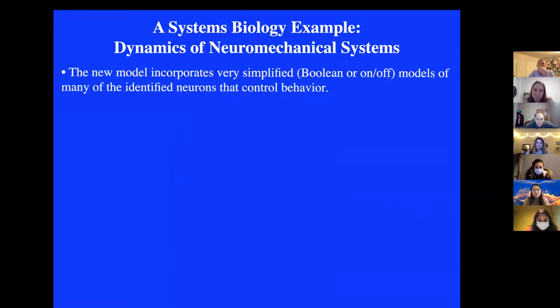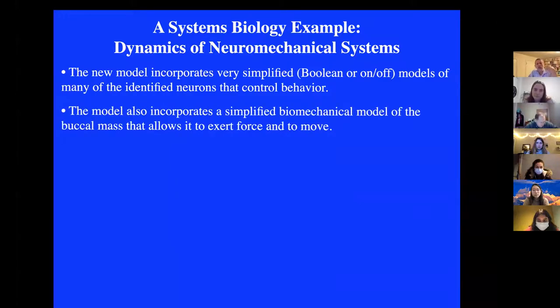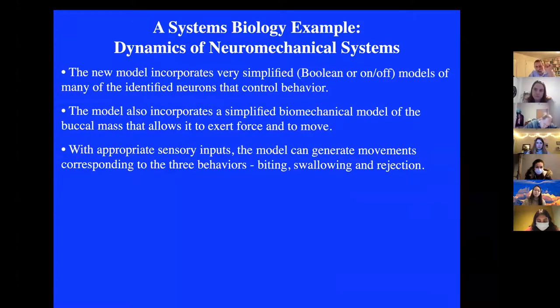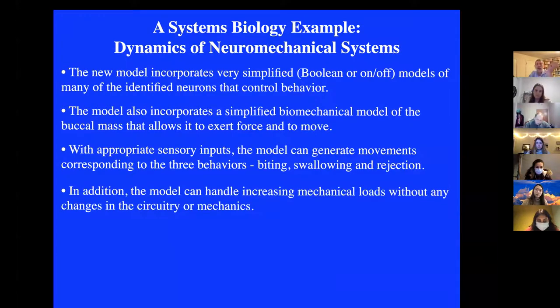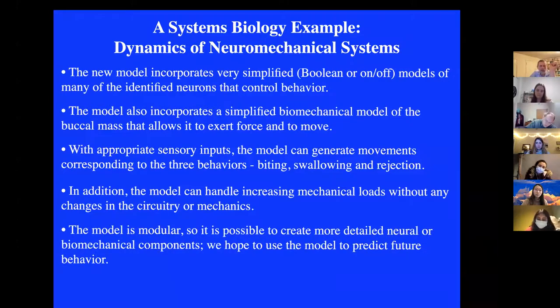And what do we find? So to keep it simple, we made the neuron models very simple, just on-off switches. And the biomechanics is also simplified, but we show that with appropriate sensory inputs, the model can generate movements corresponding to three behaviors, biting, swallowing, or rejection, and it can handle increasing mechanical loads with no change in the circuitry or the mechanics. That's part of the dynamics that's set up.